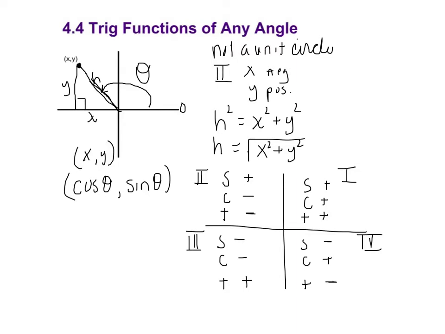So one way to remember this is "All Students Take Calculus." And that tells you which ones are positive in that quadrant. So All, meaning all of them are positive in the first quadrant. Students, only the sine is positive. Take, the tangent's positive in the third quadrant. And Calculus, cosine is the only one positive in the fourth. So that's just a little mnemonic that they use to remember which one is positive. All Students Take Calculus.